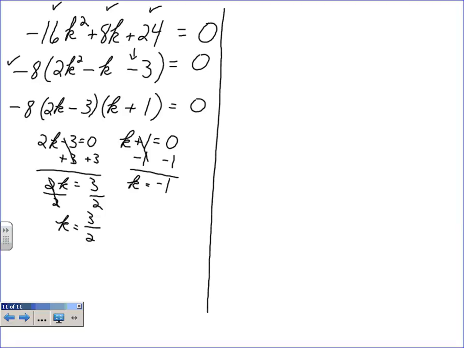All right, so let's see if we can do another one. That was, by the way, problem number 34 in your book. So maybe we can find another one like that.